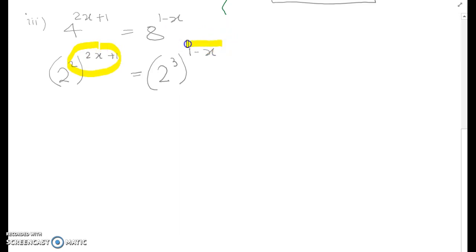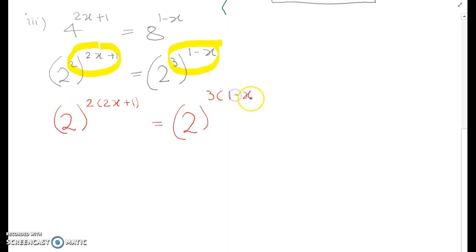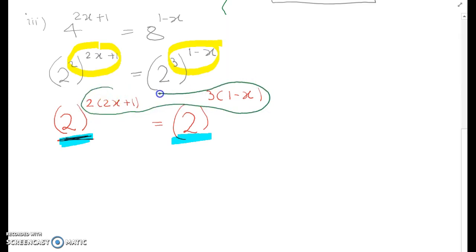is the same as, let's go one more step, 2 to the power of 2 times (x plus 1), so we can multiply that, and is equal to 2 to the power of 3 times (1 take away x). Now, yes, we have the same base, beautiful, so we don't have to worry about the base anymore. And now we're going to equate indices.